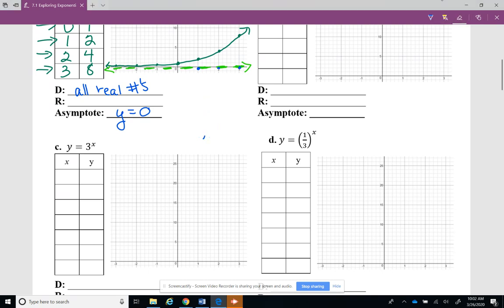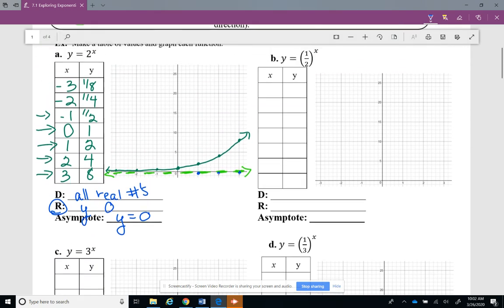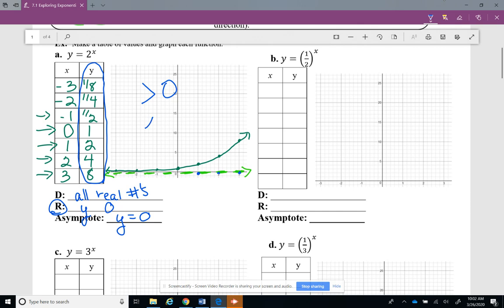All right. When you figure out your asymptote, it's going to help you with your range. So whatever your asymptote is, you're going to rewrite it without the equal sign. And you're going to say, okay, go look at your chart, your table. Look at all the y's. Are they greater than 0 or are they less than 0? And they are greater than 0. So that's what you're going to put.